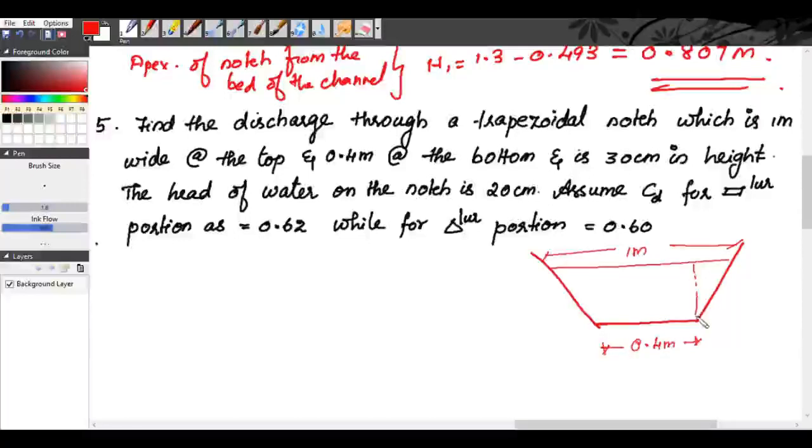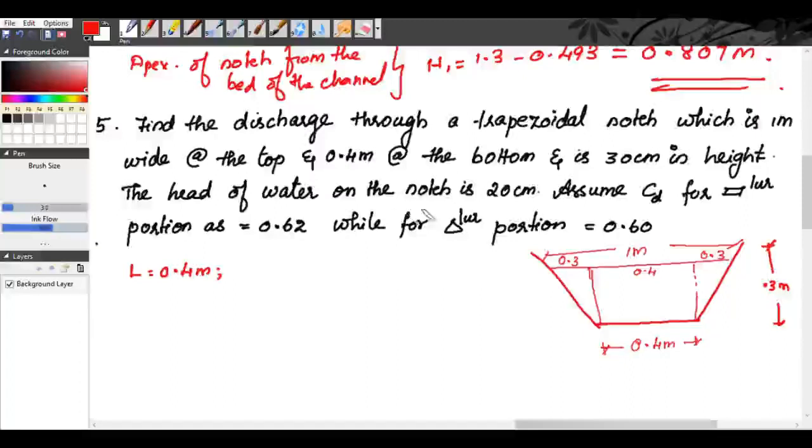That means this is 0.3, 0.3, and this is 0.4, so totally it is 1. Okay, that means length is 0.4 meter and 30 centimeter in height. So height is 30 centimeter, that is 0.3 meter.